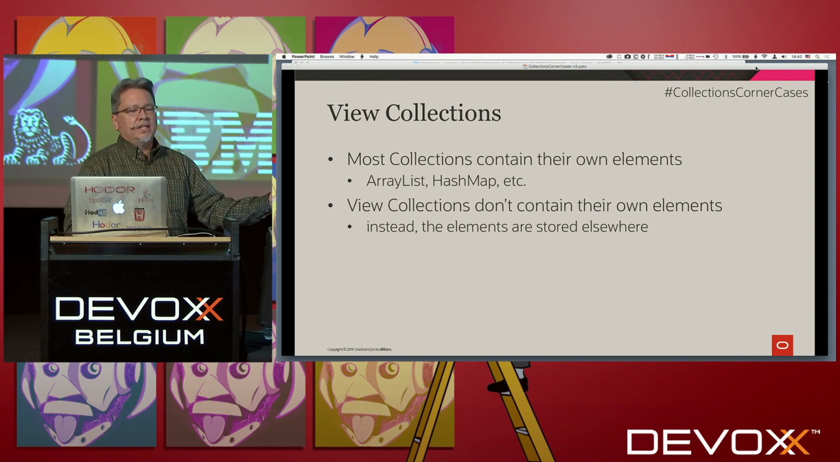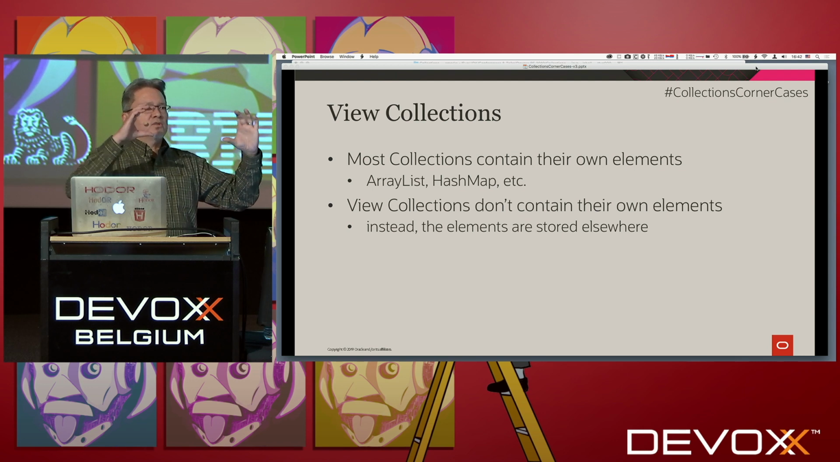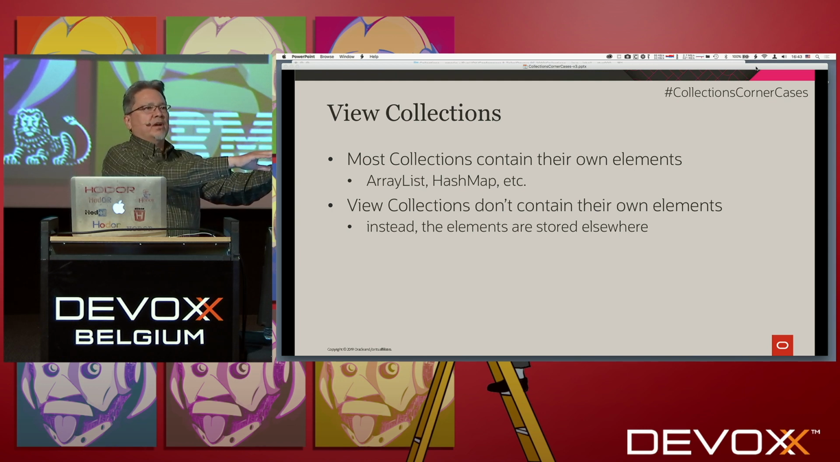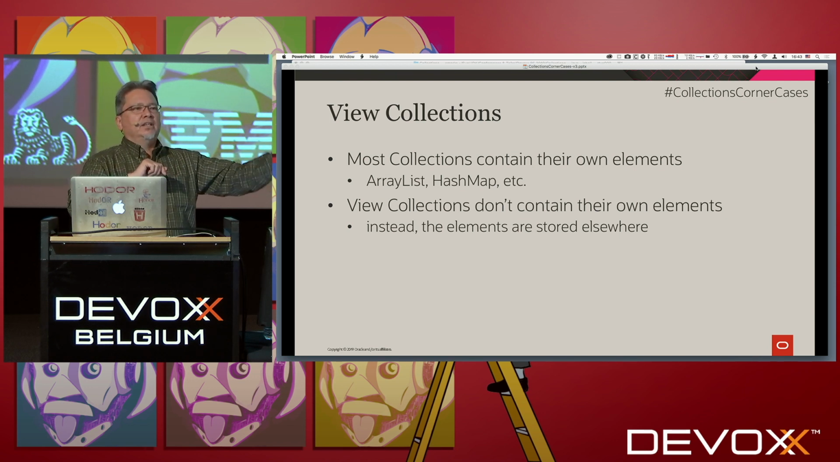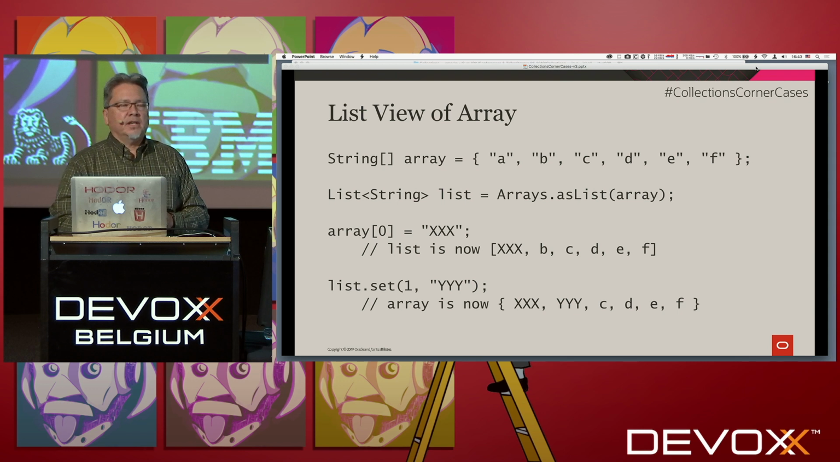Now, on the other hand, a view collection does not store its own elements. Instead, it's sort of a facade that provides a view of elements that are stored somewhere else. And so what's interesting about this is that if you modify the view, that writes through to the underlying thing. And if you write to the underlying thing, then that is visible in the view. So here's a little example of some code that does that.